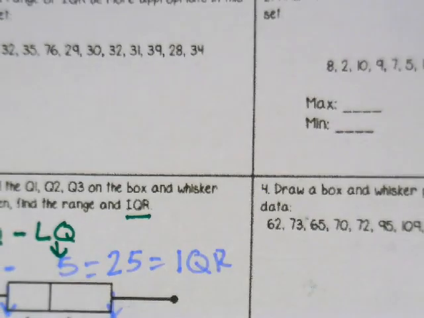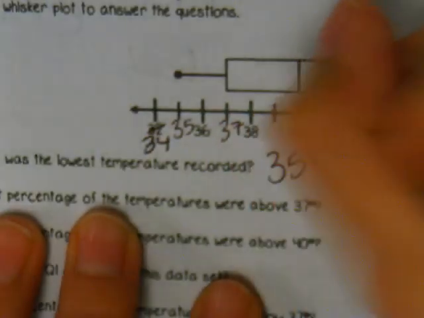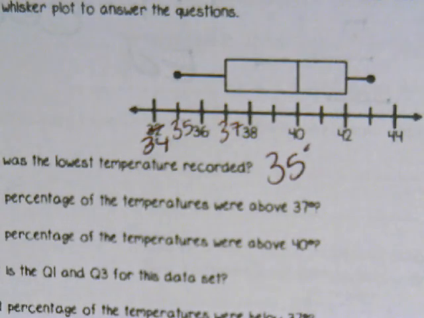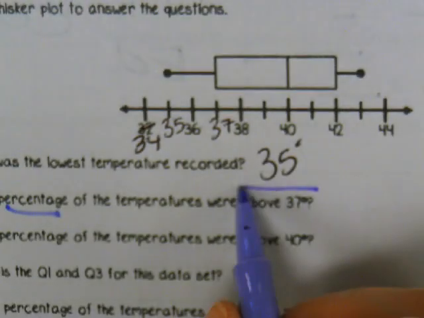Okay. What was the lowest temperature? 35. Now, Abigail, it's not the lowest on the number line. It's the lowest dot. So this lowest dot is actually at 35. So for those of you with 34, no, it's not from the number line. That's how they get you. Is the highest temperature 44? No, it's on the number line, but is there a dot on 44? Nope.